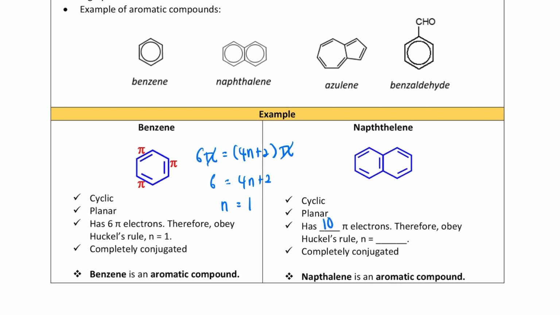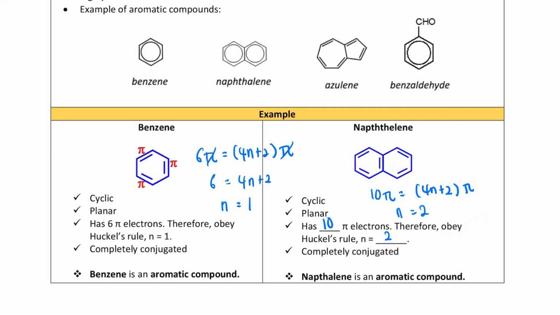Therefore, dia obey ke tak Hückel's rule tu kita kira lah. So, 10 pi elektron equal to 4n plus 2. This is formula for Hückel's rule. And then, where n equal to 2. Okay, so n kita equal to 2. So, number bulat juga. So, maksudnya kita obey lah Hückel's rule.